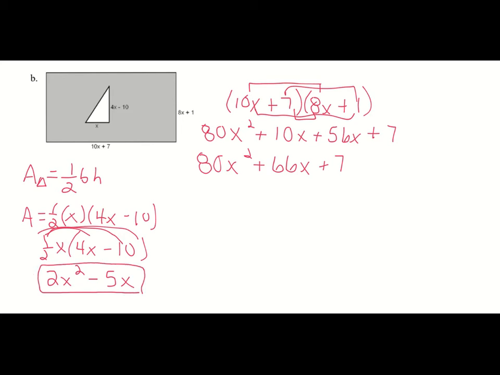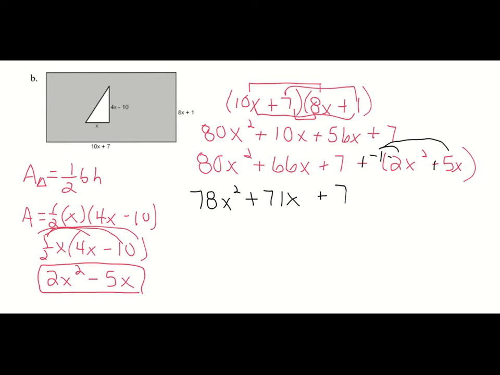So we've got to subtract that from the area of the large rectangle. Now remember, because we are subtracting this and we have that expression, we have to distribute that negative 1 to everything on the inside. So it's going to become negative 2x squared and positive 5x. So if I have 80x squared minus 2x squared, that's going to give me 78x squared. 66 plus 5x will give me plus 71x, and then plus 7.